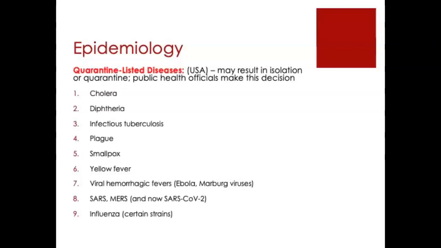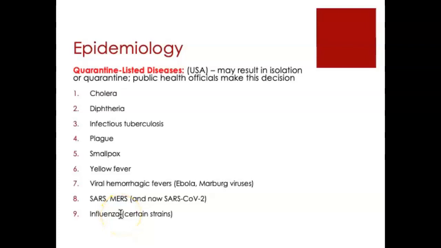Among the reportable diseases, there are also what are called quarantine listed diseases. If a disease is on the quarantine list, it means it's a disease that could result in a person being either quarantined or isolated if they're showing symptoms. So things like cholera, diphtheria, active or infectious tuberculosis, plague, smallpox. I've got a partial list here. And you can see down at number 9, the SARS and the MERS diseases are on the list.